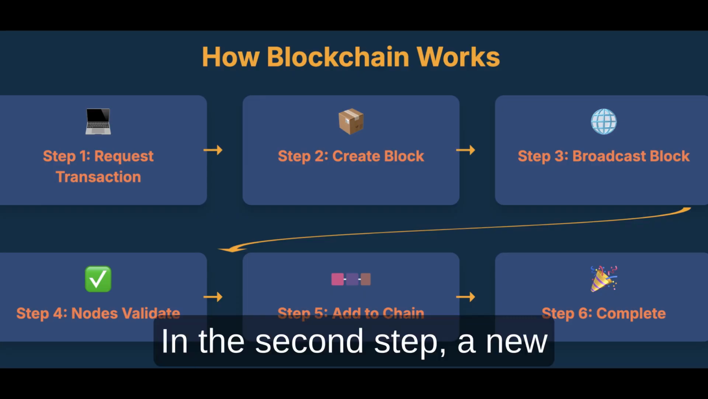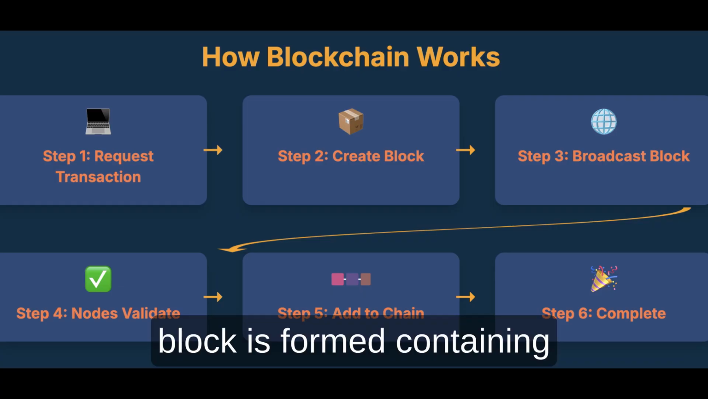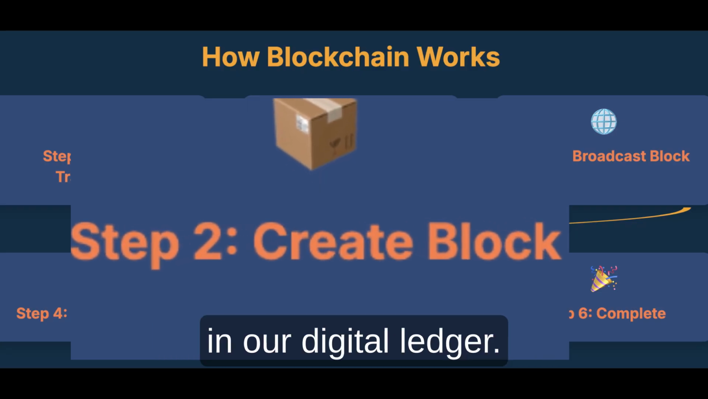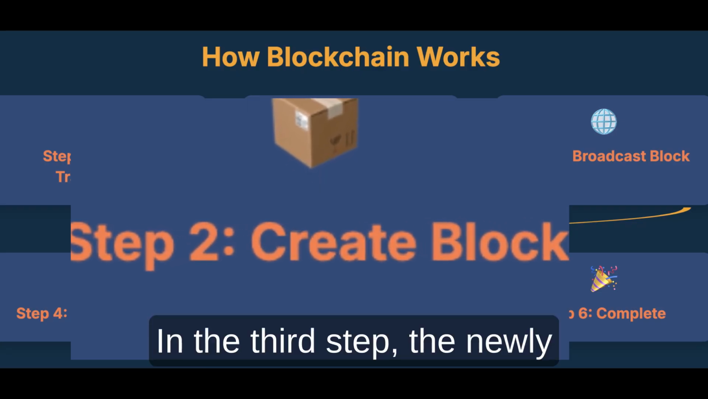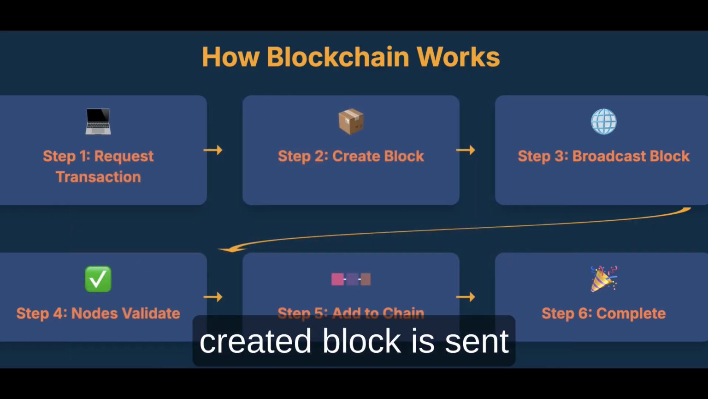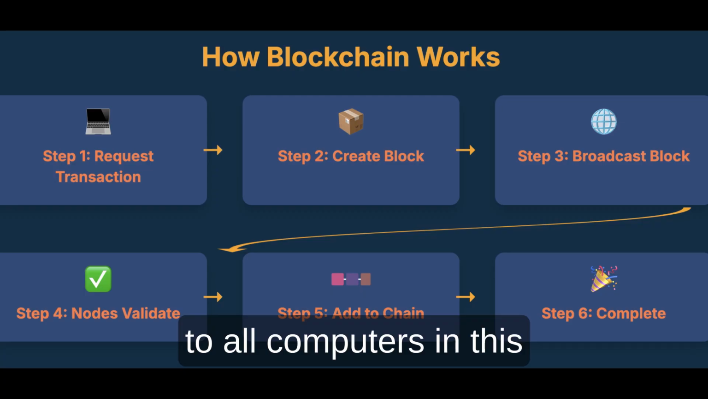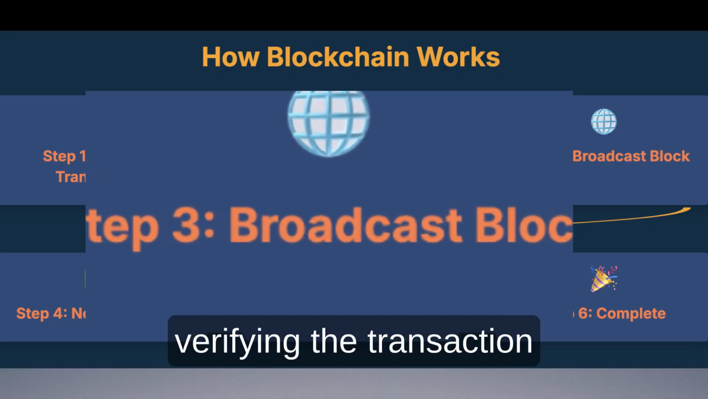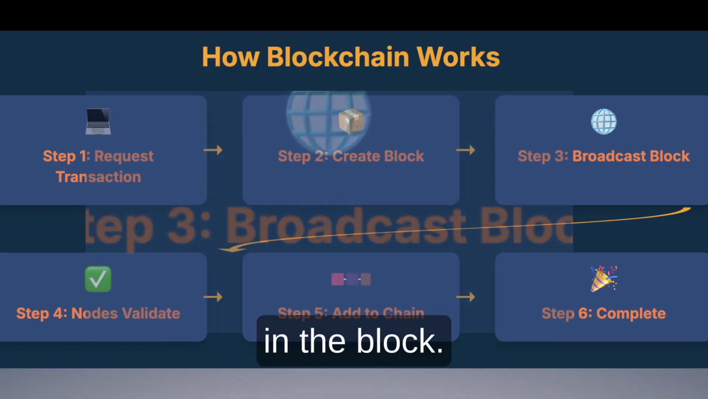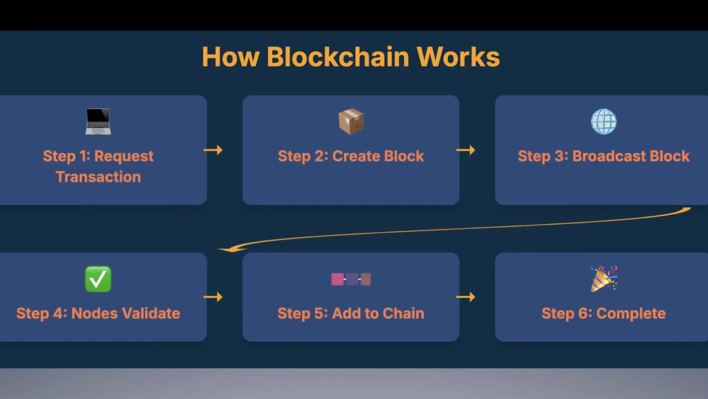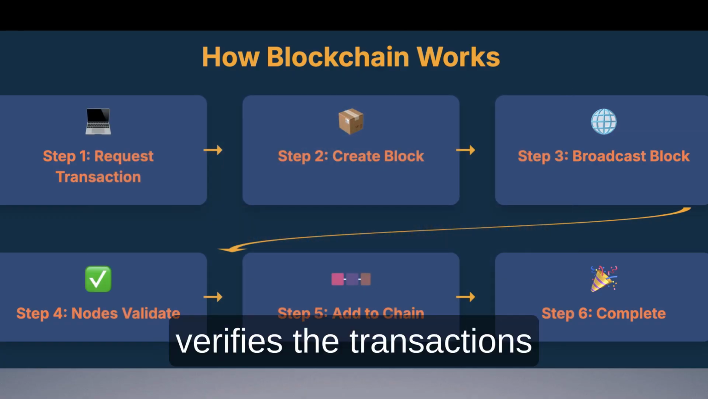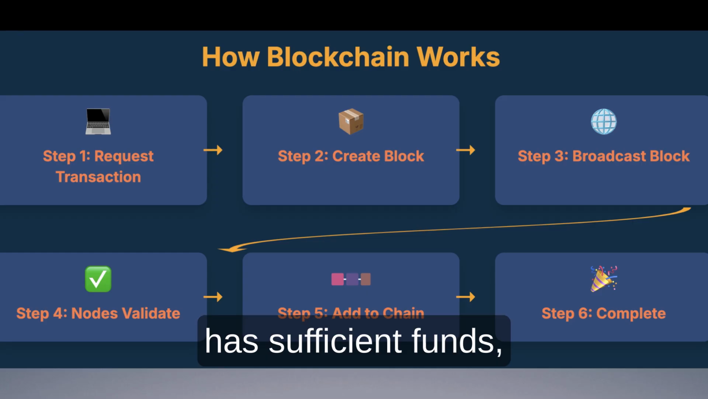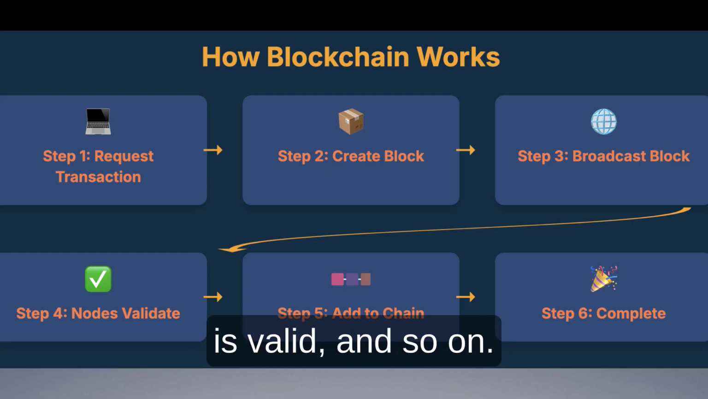In the second step, a new block is formed containing the transaction details. Think of it as a new page in our digital ledger. In the third step, the newly created block is sent to all computers in this blockchain's network. The fourth step is for verifying the transaction in the block. Each node in the network independently verifies the transactions within that block. They check if the sender has sufficient funds, if the transaction is valid, and so on.